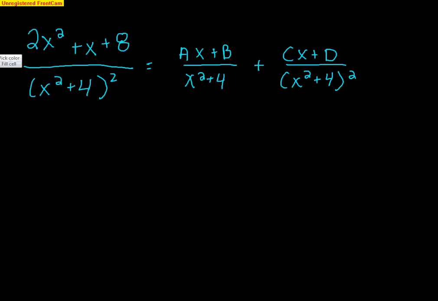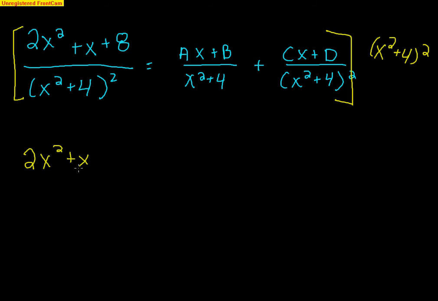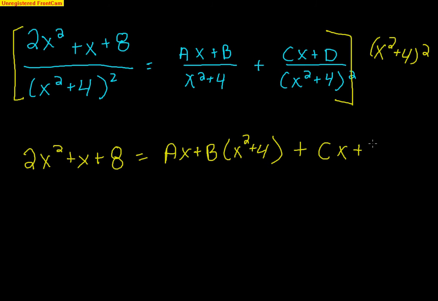Okay, so just like before, we are going to multiply the left and right side by the least common denominator, which is (x squared plus 4) squared. If you do it to the left-hand side, the denominator cancels out, and we get 2x squared plus x plus 8 equal to (ax plus b) times (x squared plus 4), plus, and then this denominator cancels out, so all we get is cx plus d.